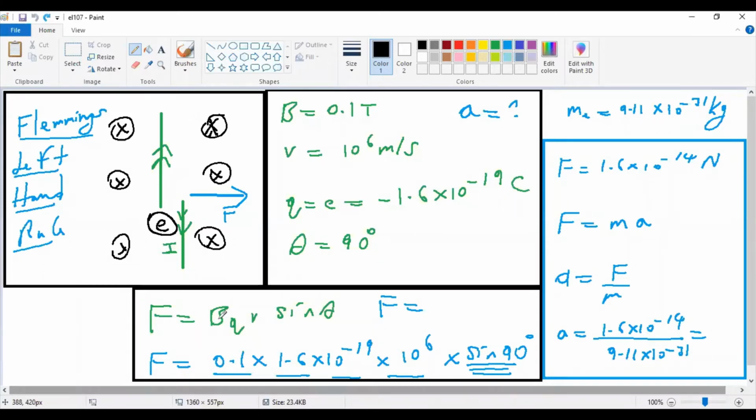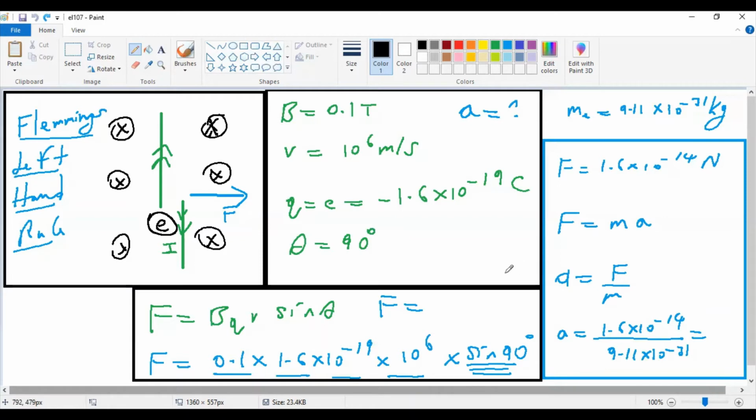B is 0.1 Tesla, so I'm going to put 0.1 here. The velocity is 10 to the 6 meters per second, so I have that in the multiplication as well. The charge on the electron Q is 1.6 times 10 to the negative 19 coulombs. And of course, sine of 90 is 1, but we just put it for practice purposes. So it is BQV sine theta.